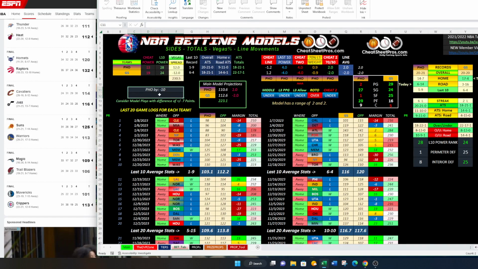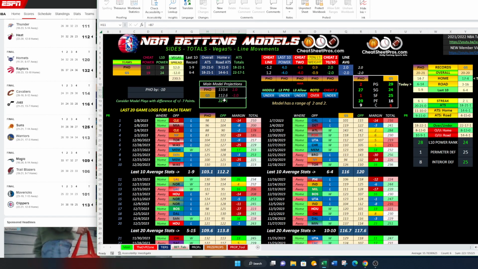The next one here, we're looking for a difference of 7. The bottom is always going to be the total, and the side's always going to be the top. So here we've got Phoenix by 10. Okay, so how we get that number is our model has this projected Phoenix within 2 points.